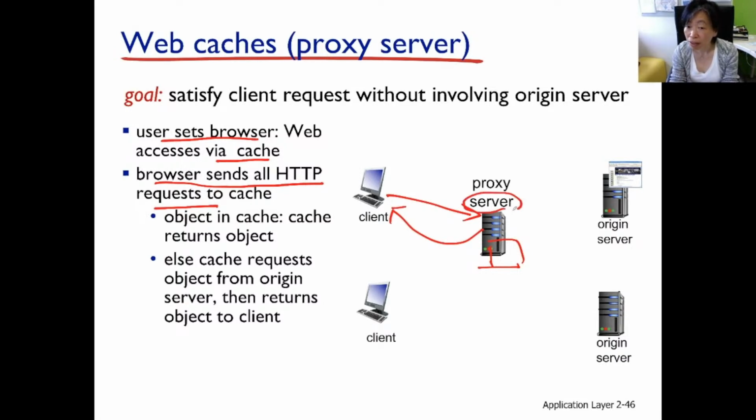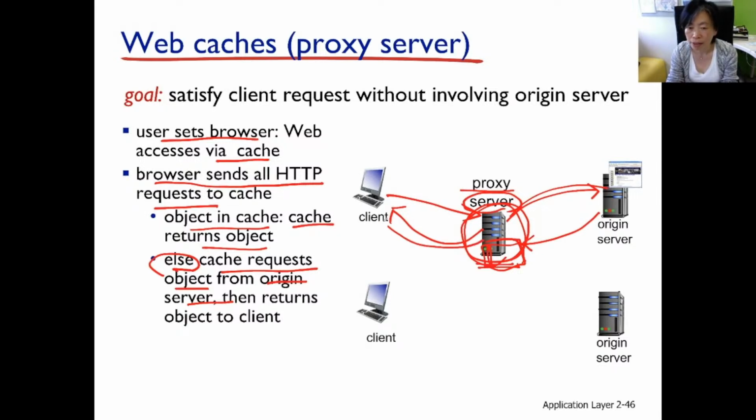So you see, it works somewhat like a server, but it's not the original server. It's somewhat a delegate of the original server, having a copy here. So if the object is in the cache, the cache returns the object. Otherwise, the web cache would request a copy of the object from the server. The proxy server here behaves like a client of the original server. After the object is downloaded, the proxy server then sends the object back to the requester.